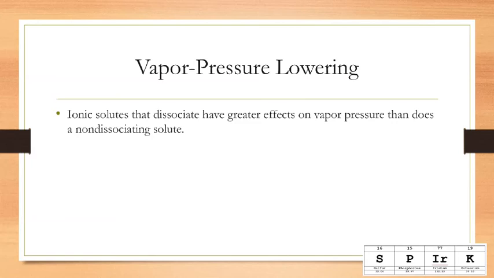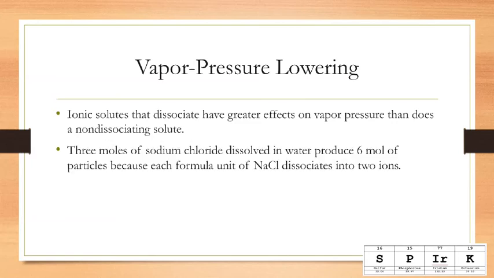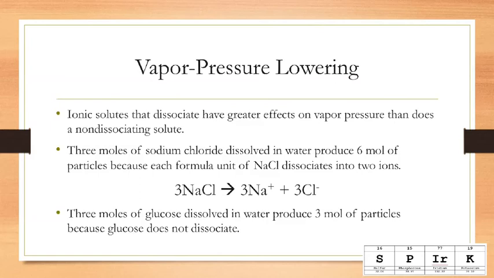Ionic solutes that dissociate have greater effects on vapor pressure than does a non-dissociating solute. 3 moles of sodium chloride dissolves in water to produce 6 moles of particles because each formula unit of NaCl dissociates into 2 ions. So in that balanced equation, 3 moles of NaCl breaks up into 3 moles of Na+ ions and 3 moles of Cl- ions. And 3 moles of glucose dissolved in water produces 3 moles of particles because glucose does not dissociate. So the more particles that have dissociated, the lower the vapor pressure.